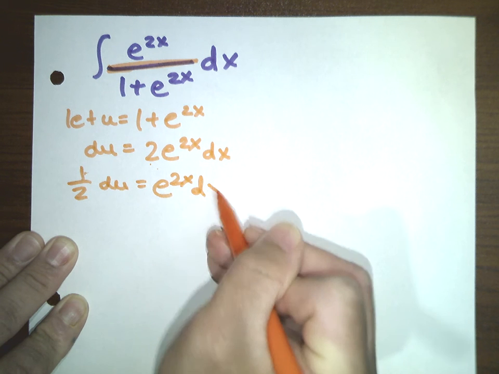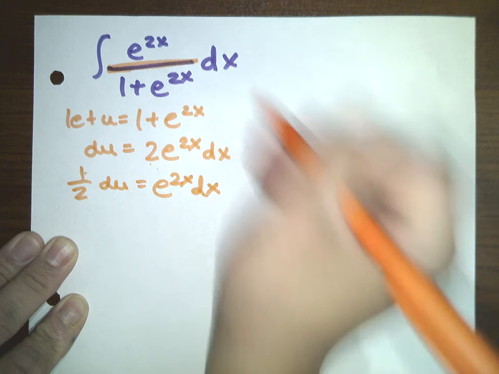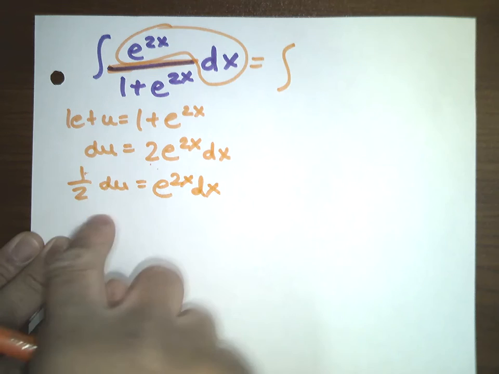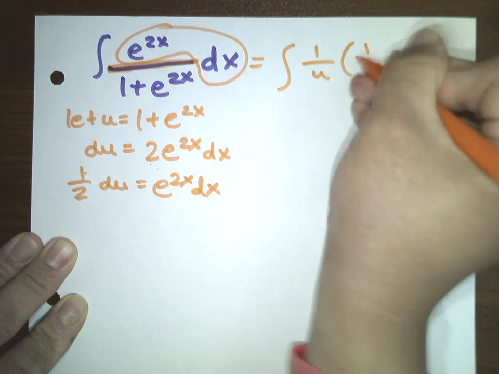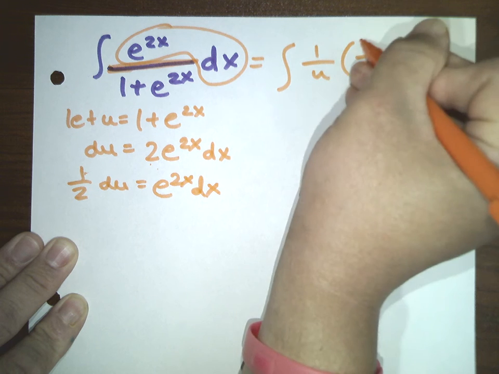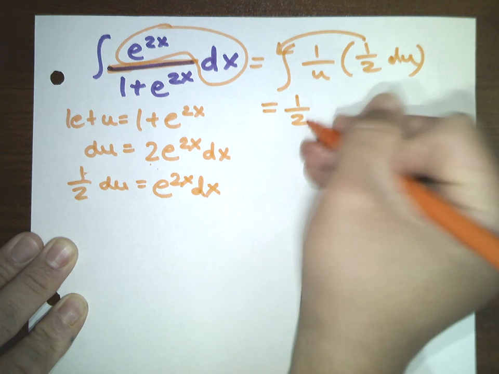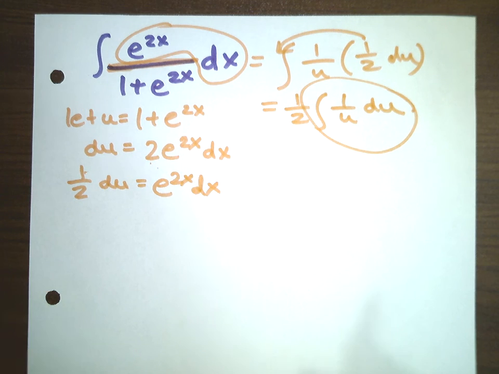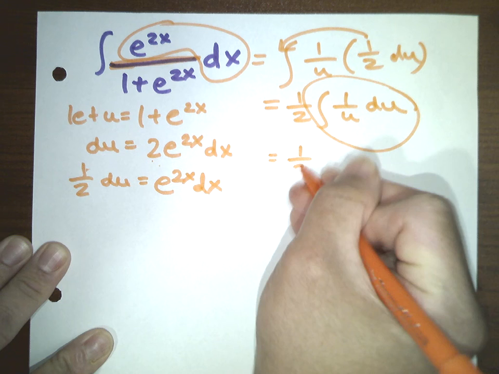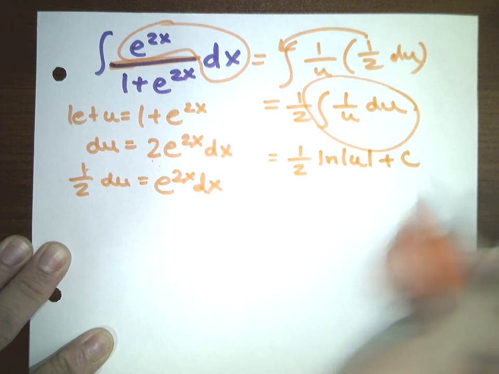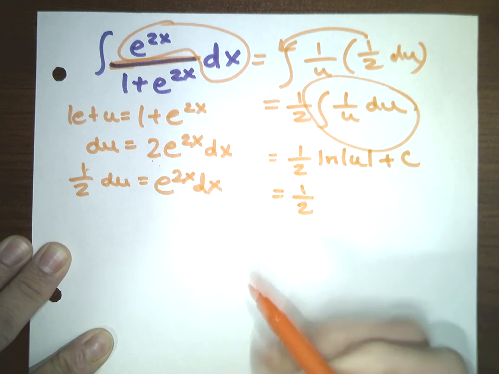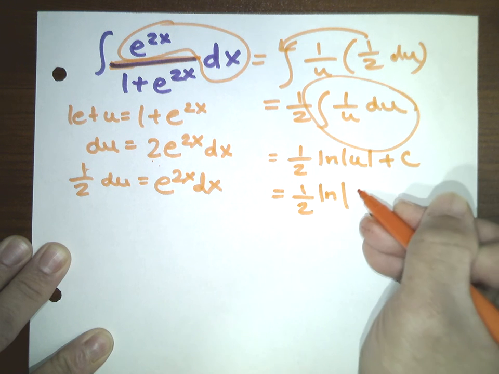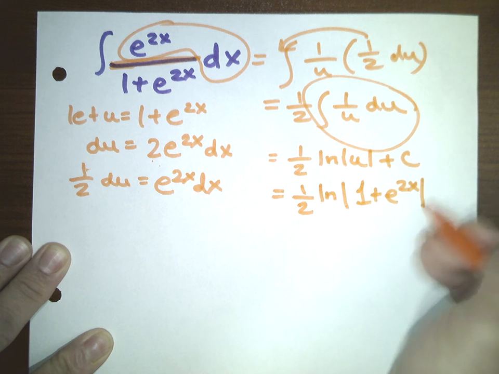So then I multiply by a half or divide by 2 to get 1/2 du is e to 2x dx. And so then this integral becomes, all right, so e to the 2x dx is 1/2 du. So it's 1 over u times a half du. I'll pull the 1/2 in front, so 1/2 integral of 1 over u du. But this integral is a natural log integral, so I have 1/2 natural log of the absolute value of u plus c, or u was 1 plus e to the 2x, so it's 1/2 natural log of the absolute value of 1 plus e to 2x plus c.